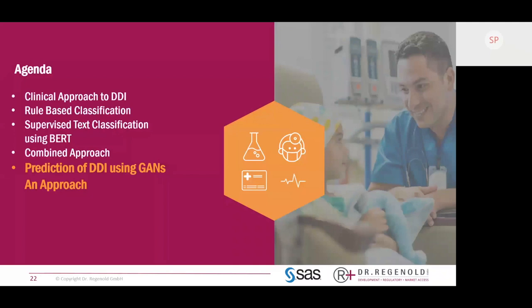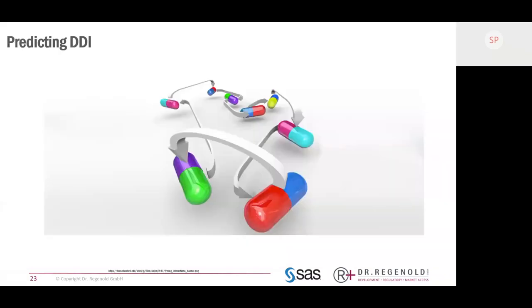The question for the fuse was: use your imagination and do something unexpected. And that's where we were like, okay, let's try to do something unexpected. We tried to develop a model for predicting drug interactions. Until now, we were talking about methods to classify and extract drug interactions from unstructured documents. Here, we'd like to present an approach for predicting drug interactions using GANs, that's generative adversarial neural networks.